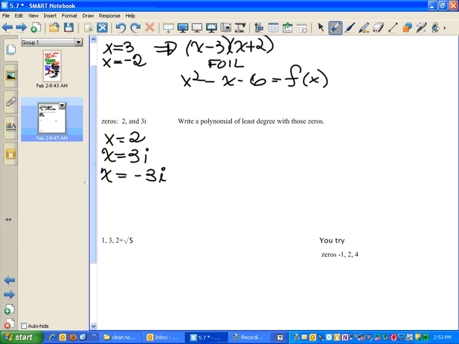If I give you positive 3i, then the negative 3i, because remember we got it by taking the square root, which gives us positive and negative values. So in factored form, that leaves me with x minus 2, x minus 3i, and guess what the last one is? X plus 3i. Now, which two do you want to multiply out first?